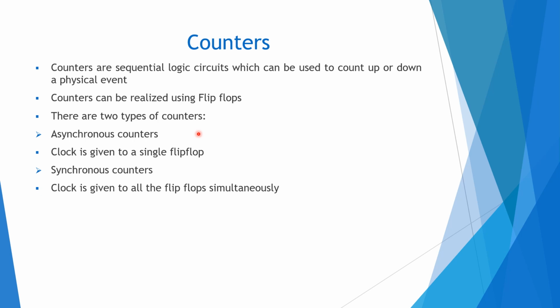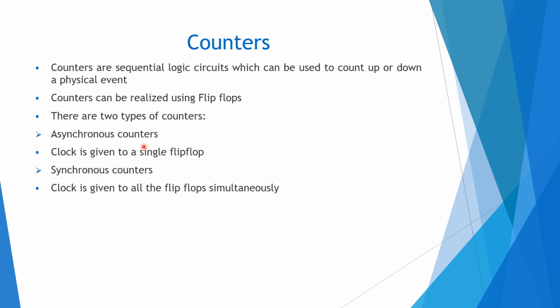If it is in the down mode, it will count from 7, 6, 5, 4, 3, 2, 1, 0, and again to 7, again in a loop. Counters can be realized using flip-flops. There are two types of counters, asynchronous counters and synchronous counters.